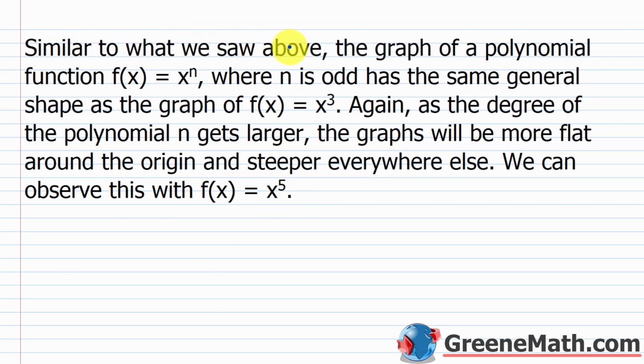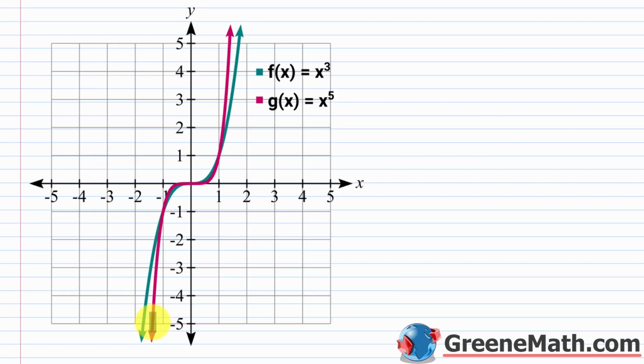All right, so similar to what we saw above, the graph of a polynomial function f of x equals x to the power of n, where n is odd now, so let me highlight that, has the same general shape as f of x equals x cubed. Again, as the degree of the polynomial n gets larger, the graphs will be more flat around the origin and steeper everywhere else. We can observe this with f of x equals x to the 5th power. So the guy in green is your f of x equals x cubed. We know what that looks like. And our guy in red, that's g of x equals x to the 5th power. Again, you can zoom in on Desmos to make this more apparent, but this guy right here in red, your g of x function, is flatter around the origin and then steeper everywhere else. So if you want to type in x to the 7th power, x to the 9th power, and so forth, you'll see that it keeps getting flatter and flatter around the origin and steeper everywhere else.